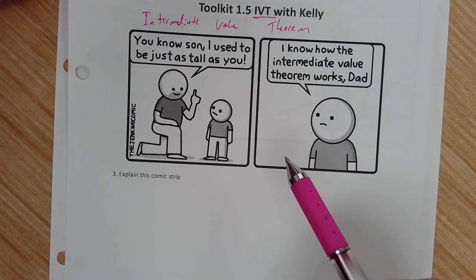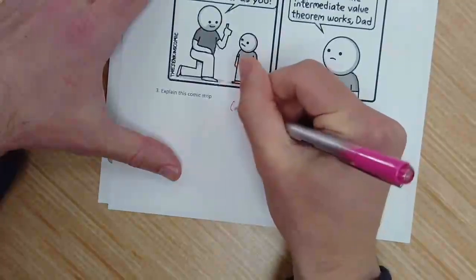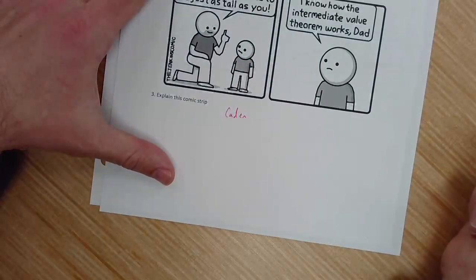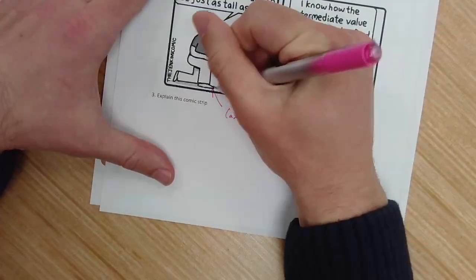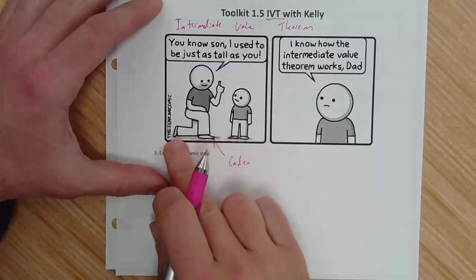Okay. I need to use somebody as an example. Can I get a volunteer? Okay, Caden. So we're going to talk about Caden here. Caden, you're kind of going to be the dad of this scenario, okay? You're kind of going to represent him.